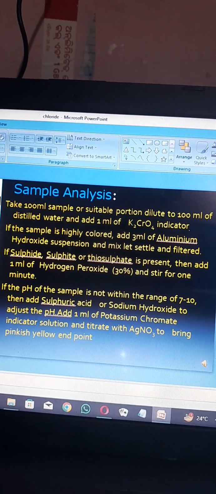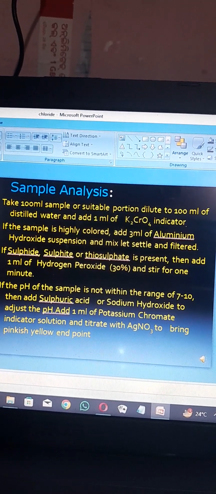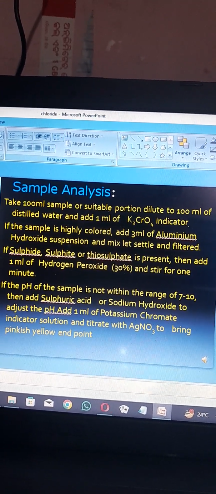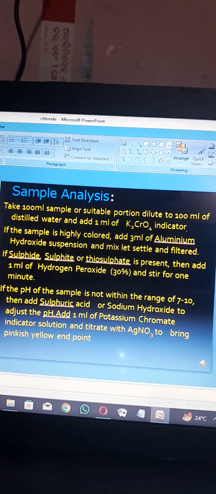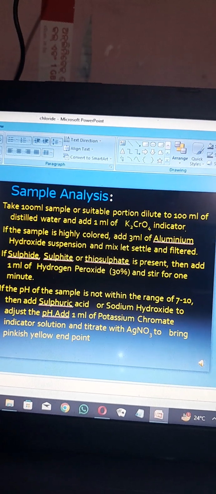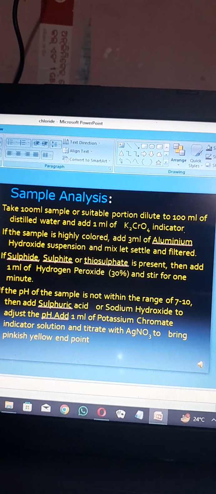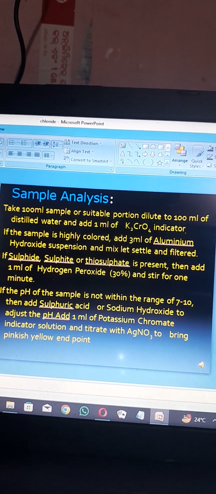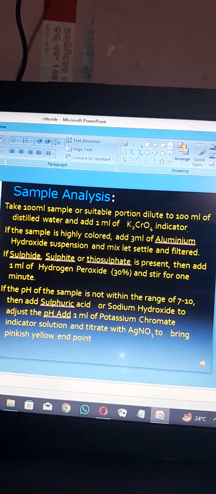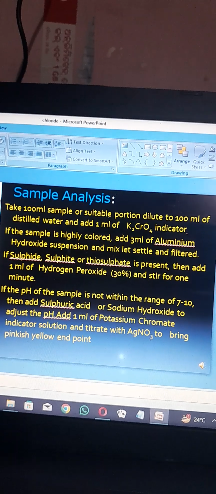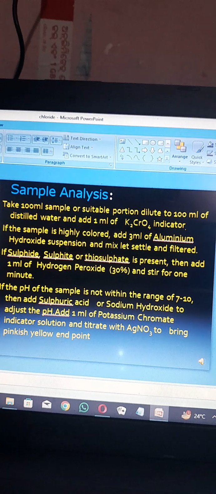For this we have to take 100 ml of sample in a conical flask and add 1 ml of potassium chromate indicator. Observe if the sample is highly colored or very turbid, which you receive in your laboratory. For the removal of turbidity or color, we have to add 3 ml of aluminum hydroxide suspension, mix, let settle and filter. But if sulfide and thiosulfate are present, for removal of these we have to add 1 ml of hydrogen peroxide and stir it for 1 minute.